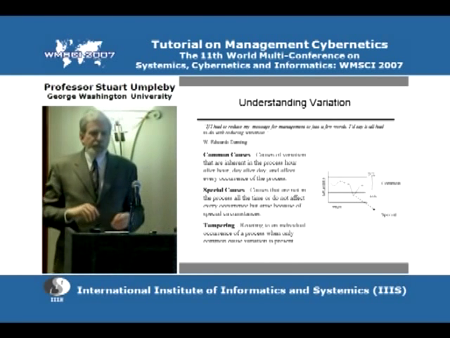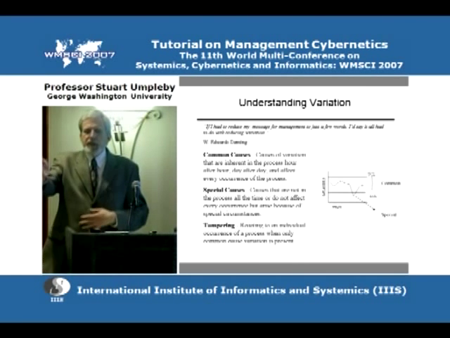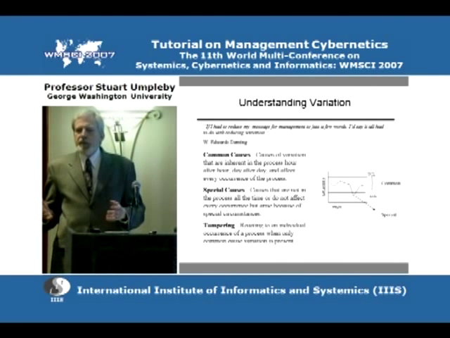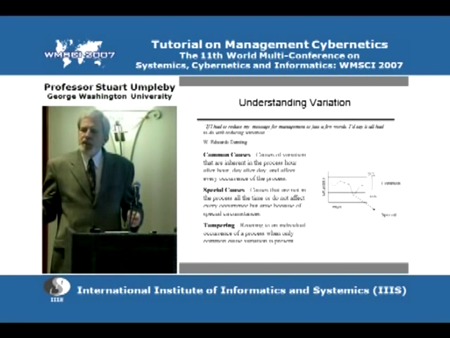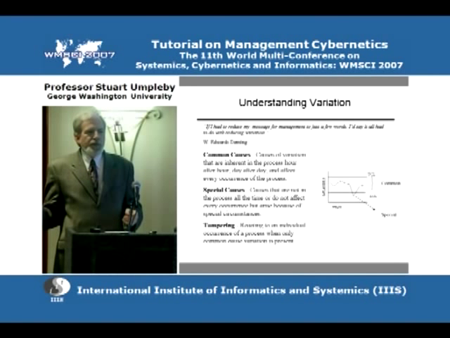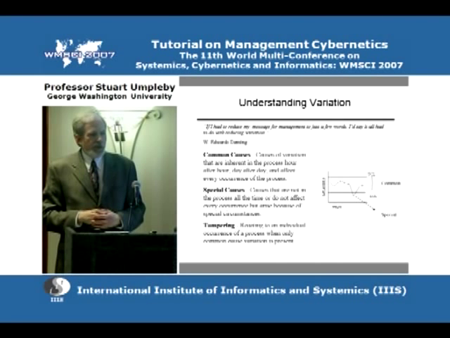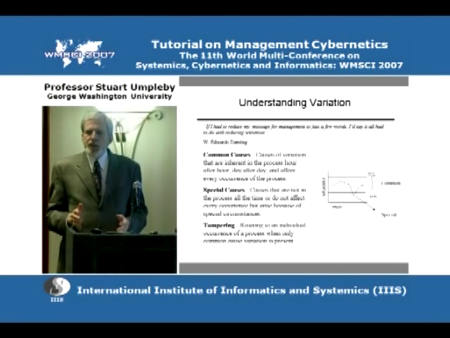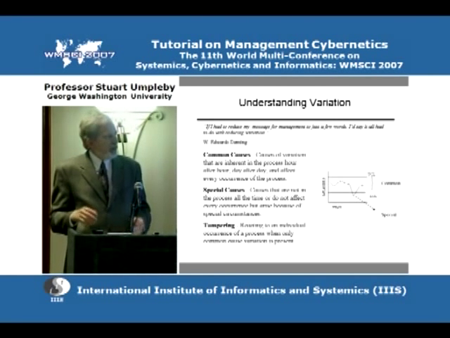Let's take as a simple example these tables. We have in this room several tables. All are approximately the same dimensions. If you were to measure those tables very carefully, you would find there's a little bit of variation in the length, the width, the height, and so forth. So that's the standard variation in the production of those tables.